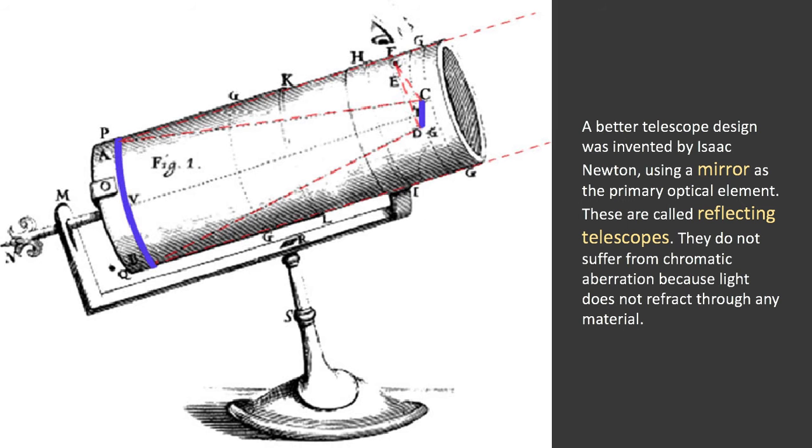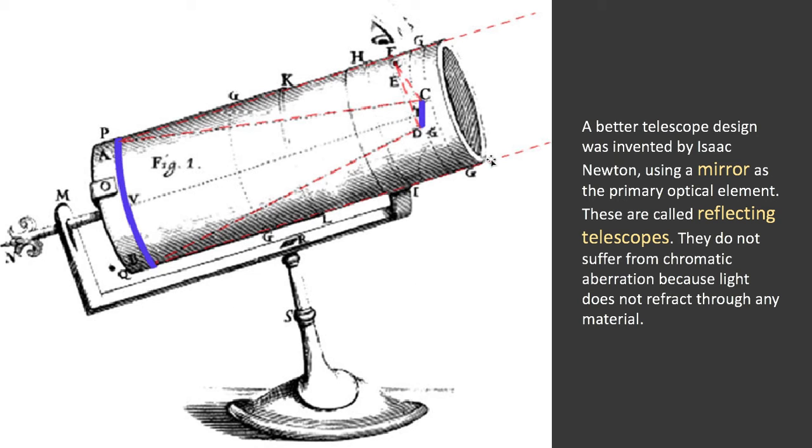So Isaac Newton invented a new type of telescope using a mirror. And because mirrors don't refract light, they reflect it, these are called reflecting telescopes. And so here's a diagram of Newton's first telescope. It's essentially the same shape.